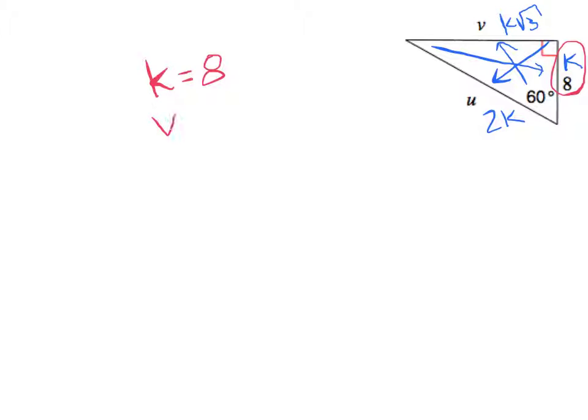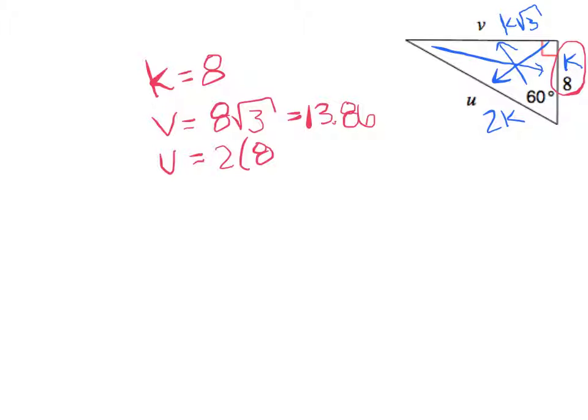That means that V, one of the other two sides, is 8 times the square root of 3. So if we want to use our calculator to find out what that is with a decimal, that would be about 13.83. I like to round up there. And U is 2K, so that would be 2 times 8, which is 16. Now we have all three sides of our right triangle. Our three sides are 8, which was given, 16, and 13.86.